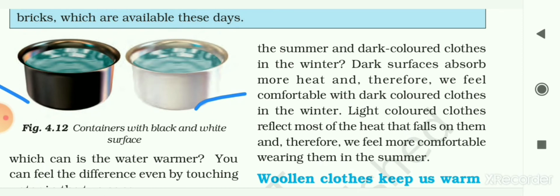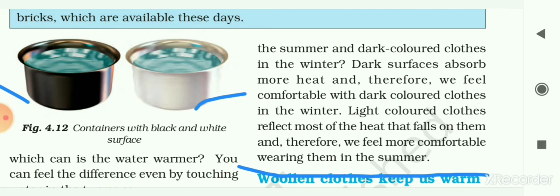Why does this happen? Because the dark color object, that means the black object, loses heat more rapidly than the light color object, that is the white object. So that's why the water which is filled in the black can loses more heat as compared to the water which is filled in the white can. So we can say that dark surfaces absorb more heat, and therefore we feel comfortable with dark color clothes in the winter, as in the winter we want warmth. That's why dark color clothes, which absorb more heat as compared to light color clothes, are worn.